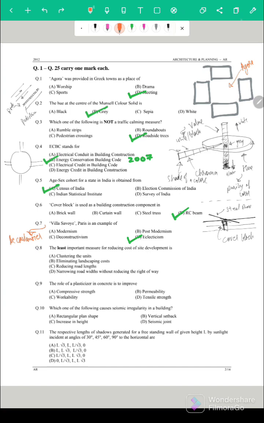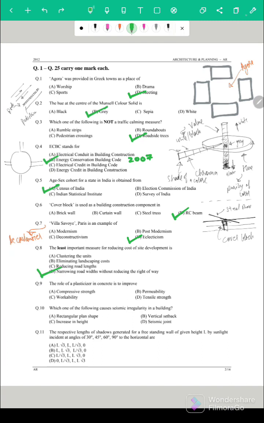Next question is, the least important measure for reducing cost of the site of development is. So the correct answer is option number D, narrowing road width without reducing the right of way. So it is the very least important measure taken by the developers or architects.